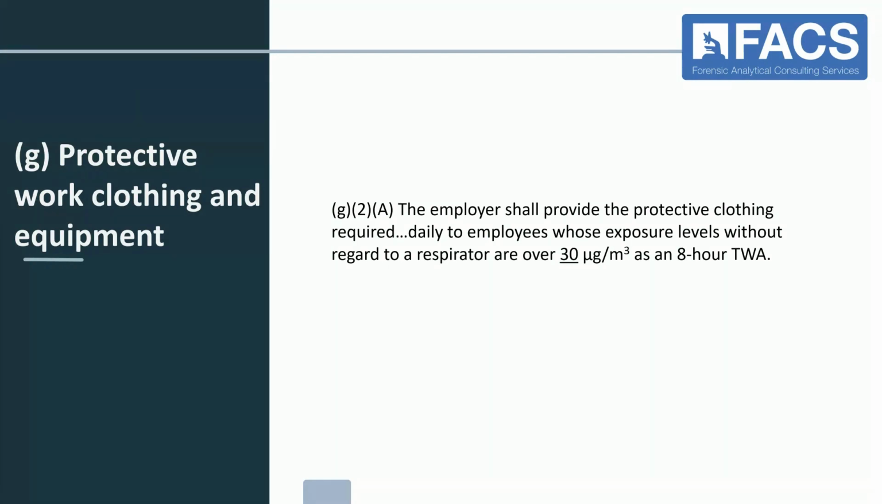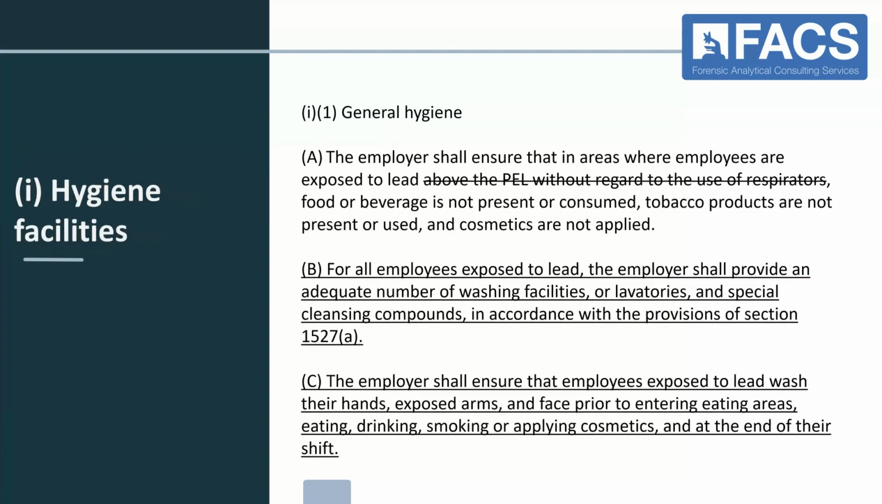So the employer shall ensure that employees exposed to lead wash their hands, exposed arms, and face prior to entering eating areas, eating, drinking, smoking, or applying cosmetics, and at the end of their shift. So as an employer, how do you ensure that your employee has done that? Do you have to assign somebody to be the hand washing or the arm washing police? Do you have to document it? How do you know your employees are following this requirement?